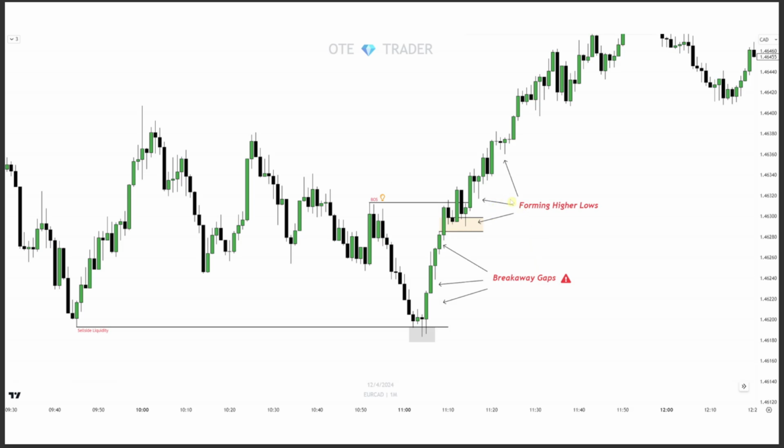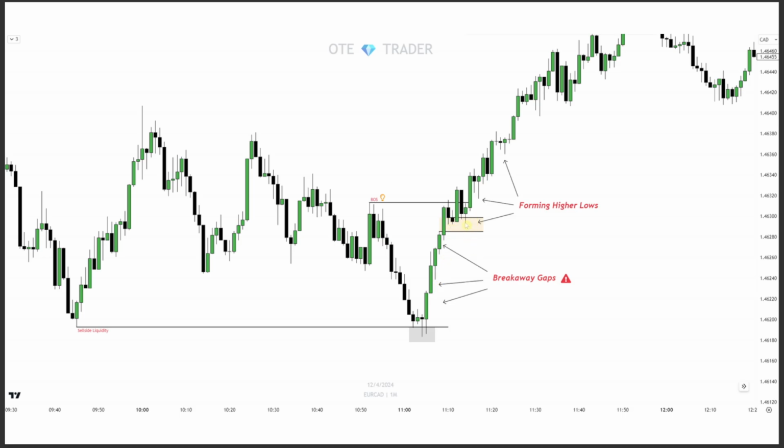So let's look at the chart here. It's that same EuroCAD chart. We've got break of structure over here, raid on liquidity prior, right? Just like the schematic we saw earlier, we have all these gaps here which are untapped, and we can actually see that there are swing lows formed down here.